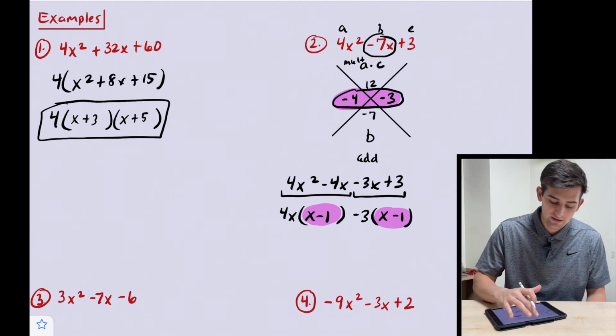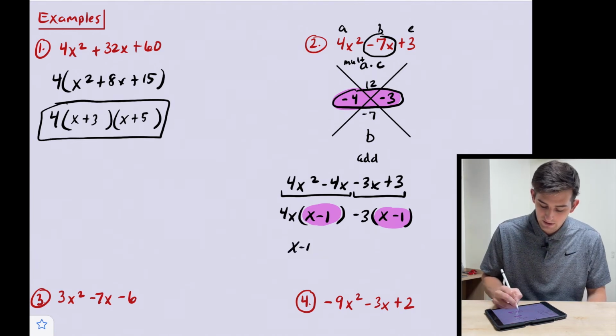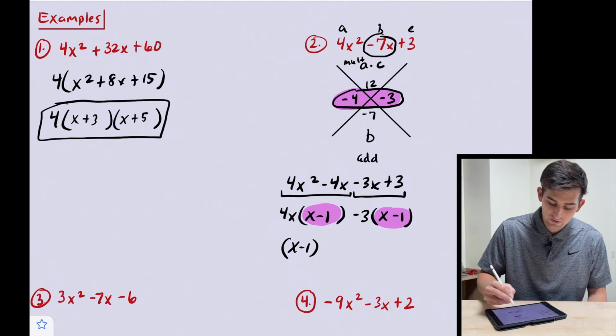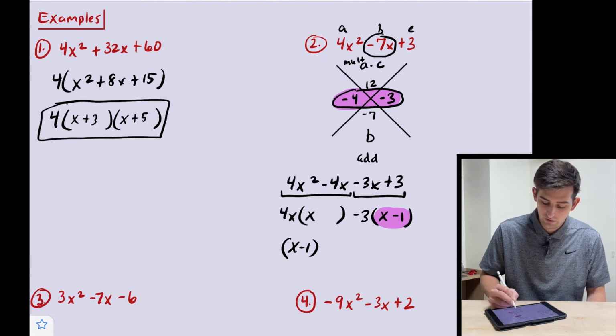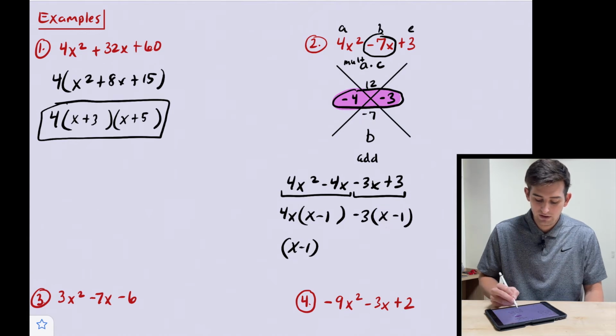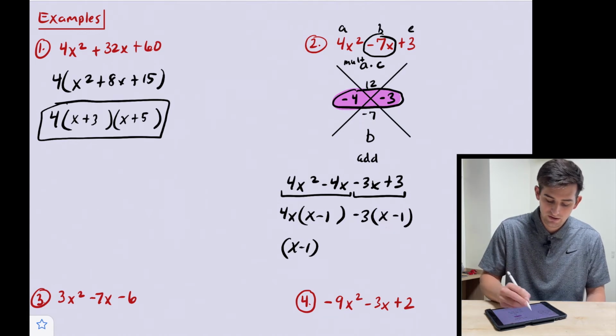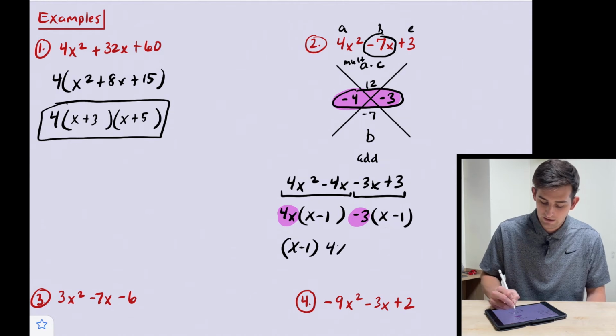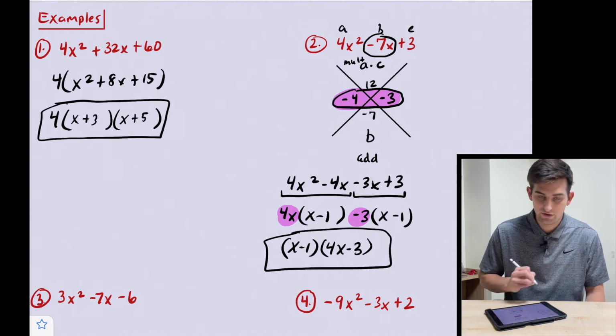Once we have that, now we're going to write that binomial, x minus 1. And then the other two terms that we have, we're going to write those together as our second binomial. So we have 4x and we have minus 3. So 4x minus 3, and that would be our final factored form.